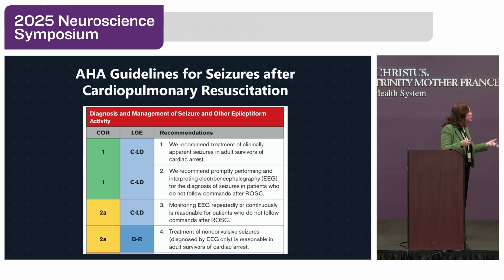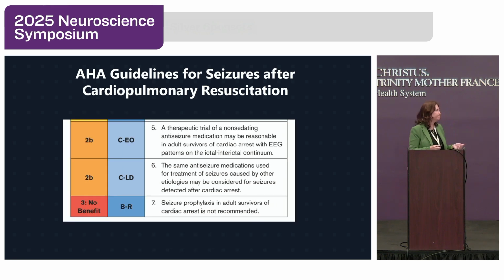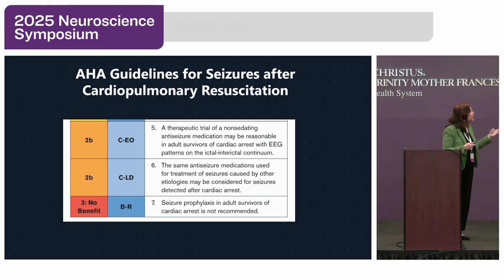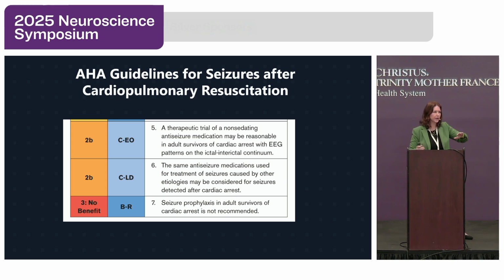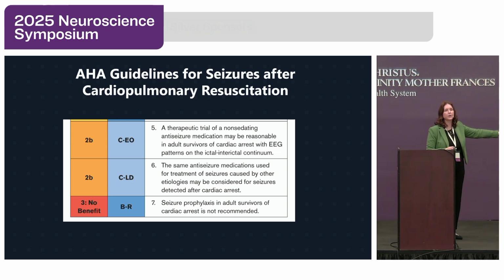The next one is, you should probably treat the non-convulsive seizures if you see them on EEG. That's reasonable. And they use the term reasonable. You should try, the top one is a non-sedating anti-seizure medicine. Yes, that's reasonable. And the same anti-seizure medicines we use for seizures caused by other etiologies, you can use for this. And so the only probably really hard evidence thing they say is these patients don't need seizure prophylaxis. Seizure prophylaxis is, I'm giving you seizure medicines and you've never had a seizure before. We're going to talk about that at the very end. But they say these patients with cardiac arrest, they don't need seizure prophylaxis.